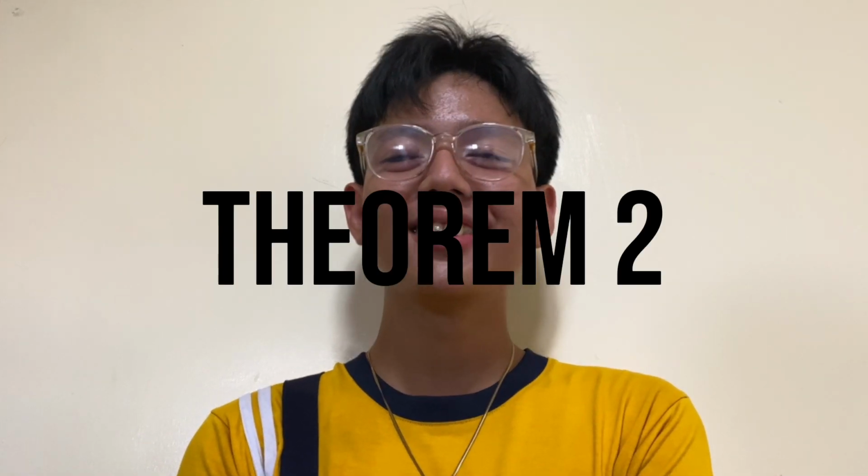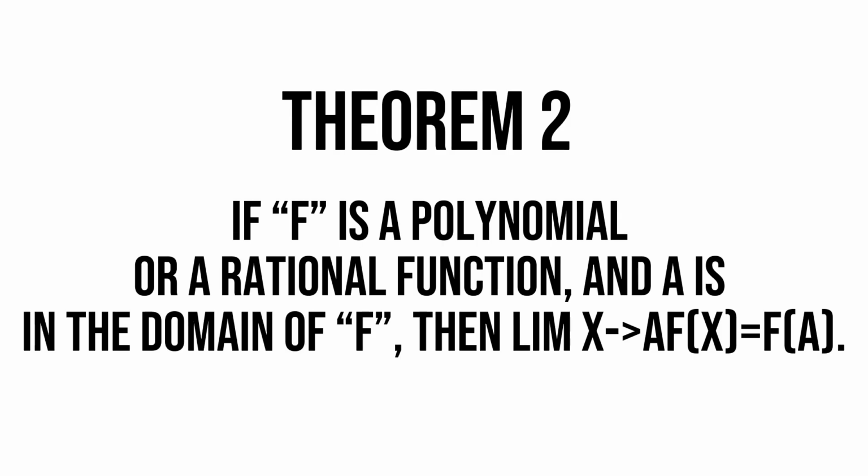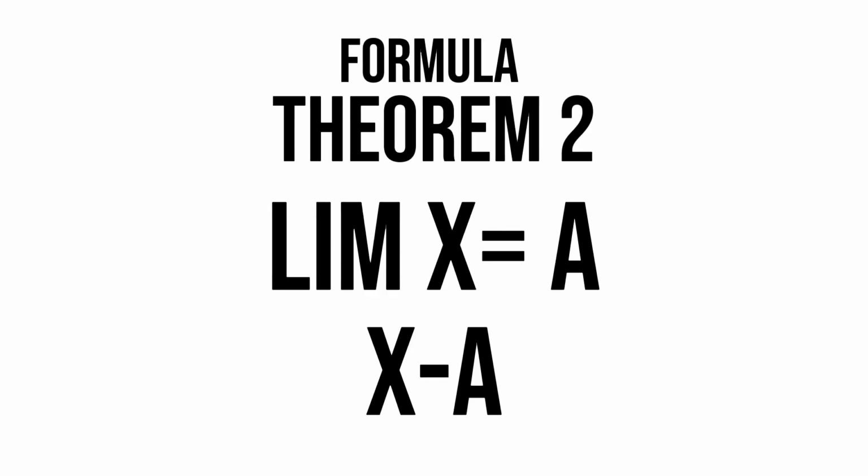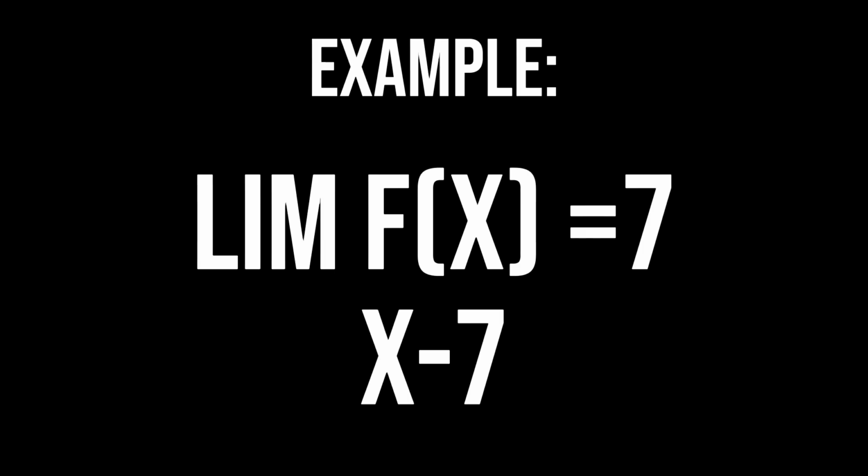Theorem 2. If f is a polynomial or rational function and a is in the domain of f, then the limit of f of x as x approaches a is equal to f of a. Formula: the limit of x as x approaches a is equal to a. And this is the example for Theorem 2: the limit of x is equal to 7 as x approaches 7.